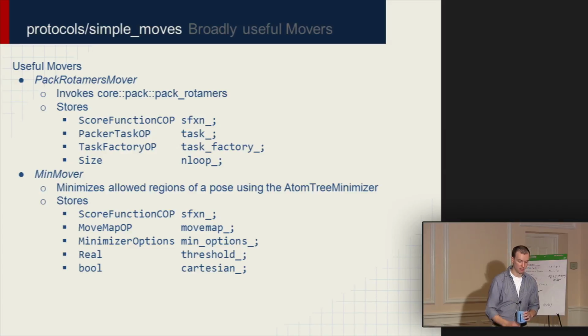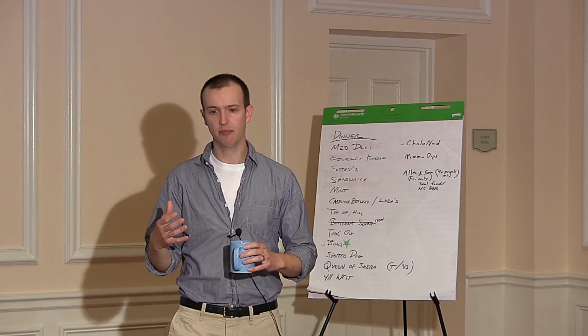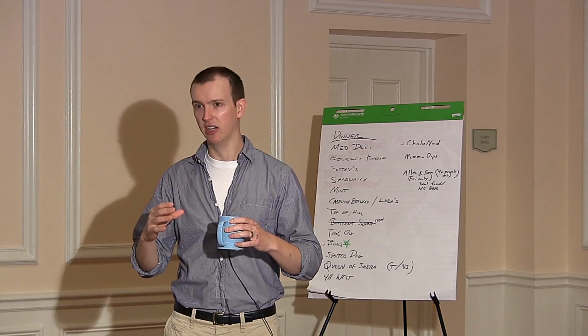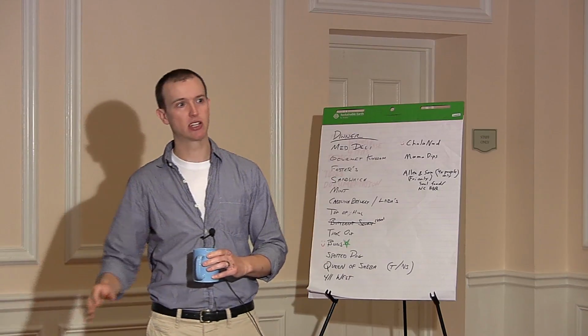So this class stores a score function constant owning pointer. That's one of the arguments to pack rotamers. It can be given a packer task to be used, or if you give it a task factory, it can create and then initialize a packer task just in time. Jason's going to tell you tomorrow a little bit more about how the packer task works and how task operations work. But one thing I can say now is that task operations help you state in advance what kinds of things you want to do to a packer task so that you can create the packer task just when you need it, initialize it, and use it. And then you throw the packer task away.